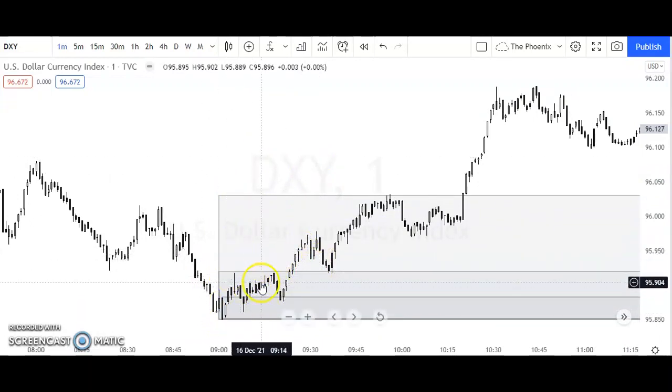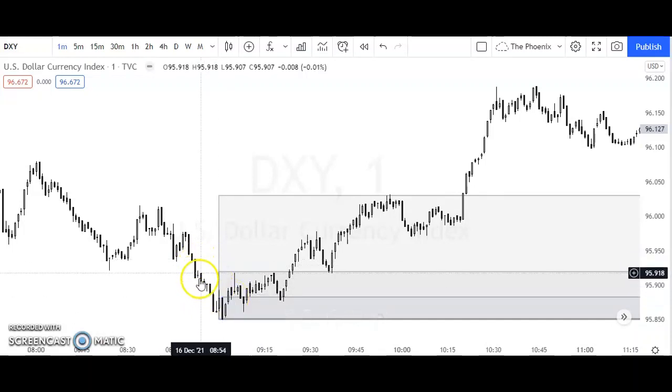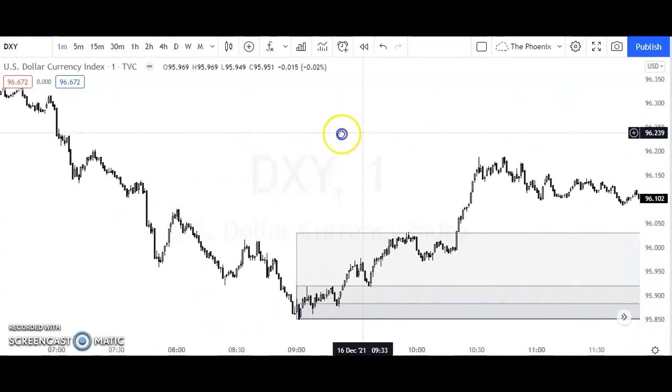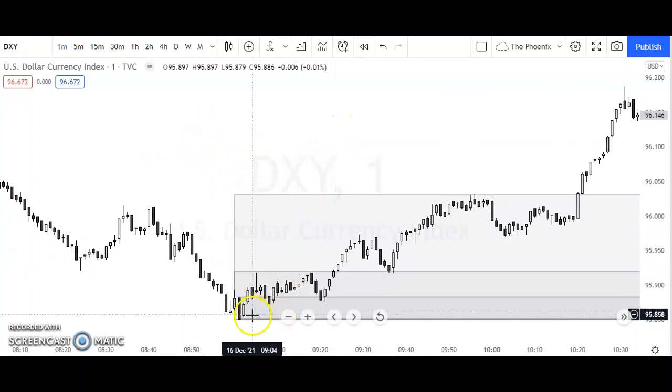So this is how the smaller time frame will help you to better see the price action that is taking place inside your point of interest. And what you'll be looking for inside here is a sweep of liquidity, break of structure, and mitigation.